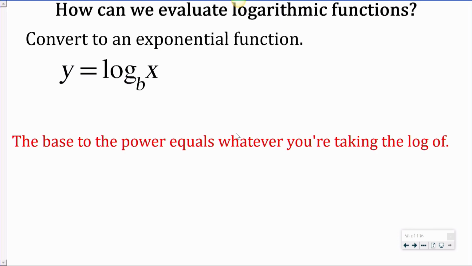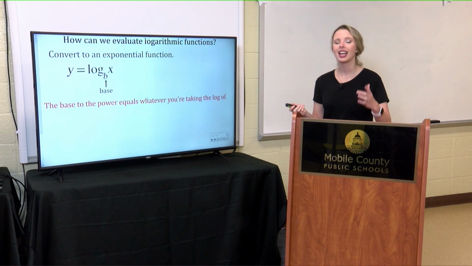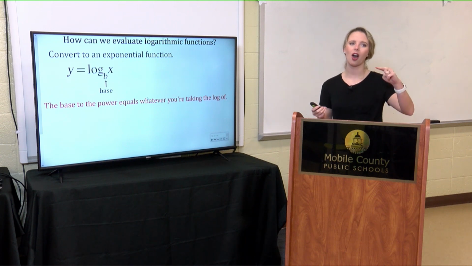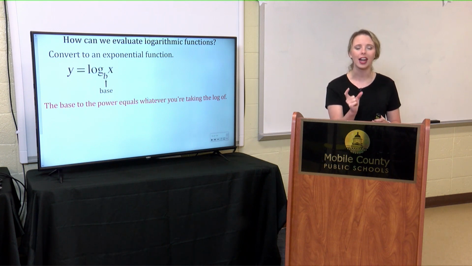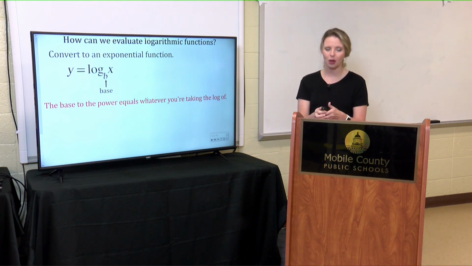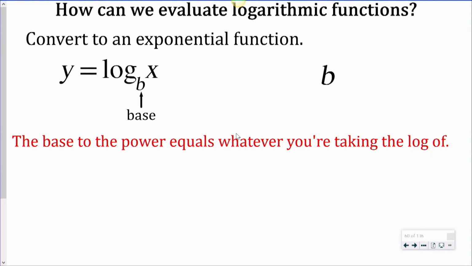What is our base? B, right? Okay. Now, last week we discussed how the number that's being raised to a power in an exponential can also be referred to as our base. Our growth factor can also be referred to as our base, because guess why? This b is going to turn into the base of our exponential function. So the base to the power equals whatever you're taking the log of.